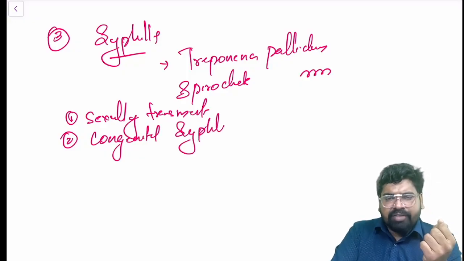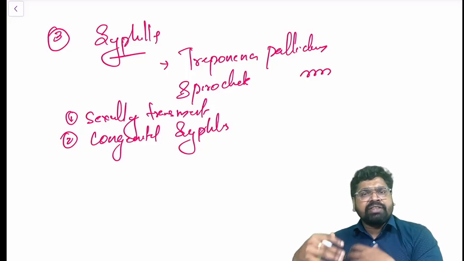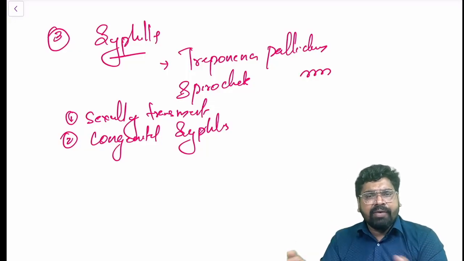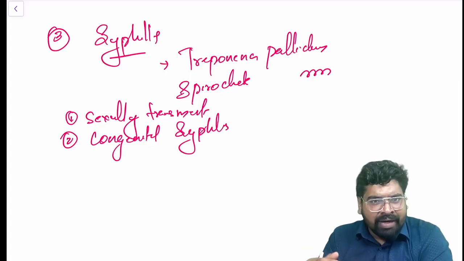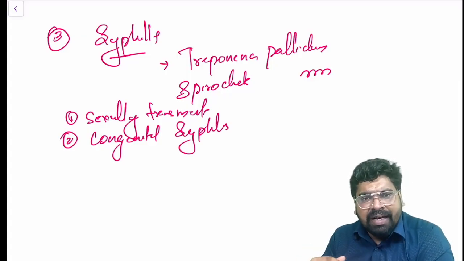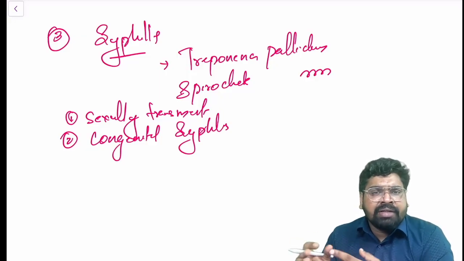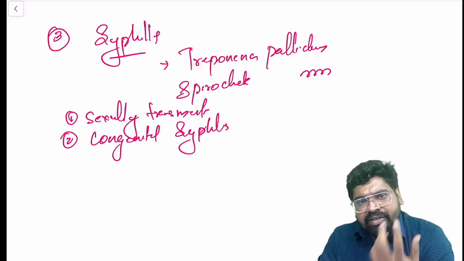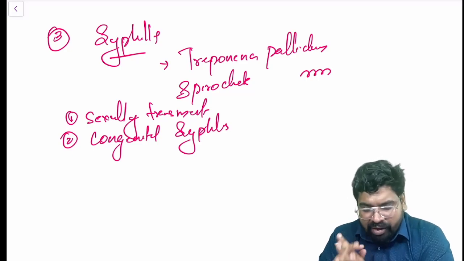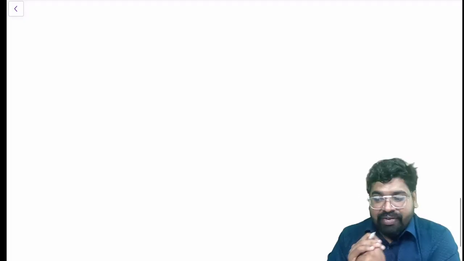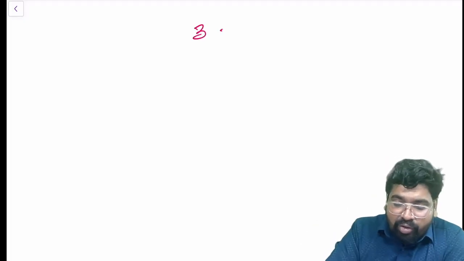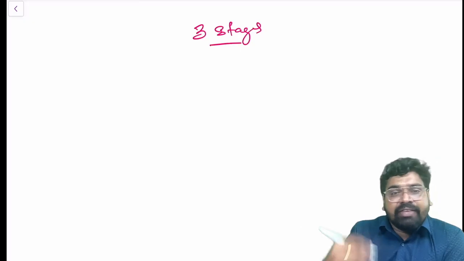Congenital syphilis means that if a mother is infected by the syphilis bacteria, Treponema pallidum, during her pregnancy, the child she is carrying may get syphilis, and that condition is called congenital syphilis. Now, let's see what features you see in syphilis. Syphilis has 3 stages. Many questions are asked from the stages of syphilis.